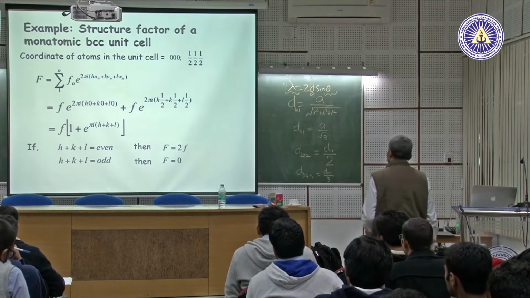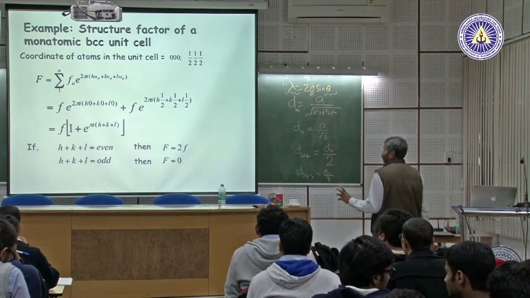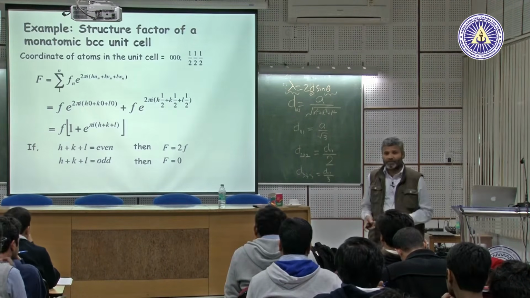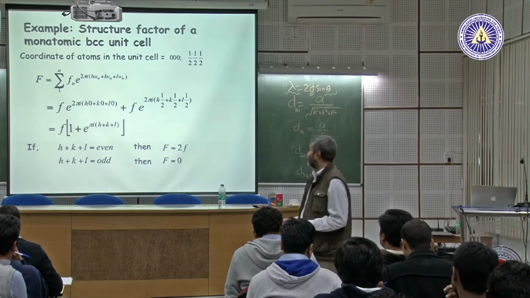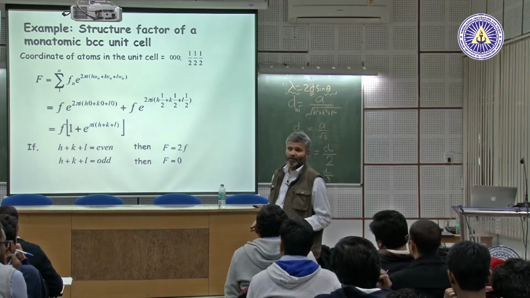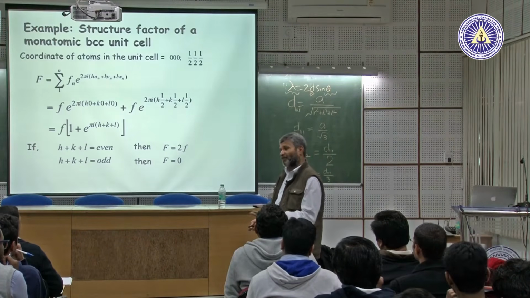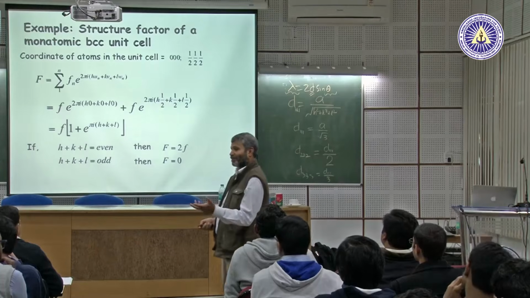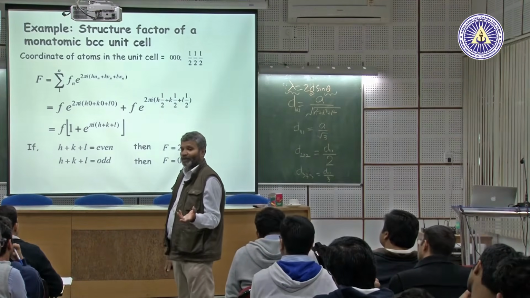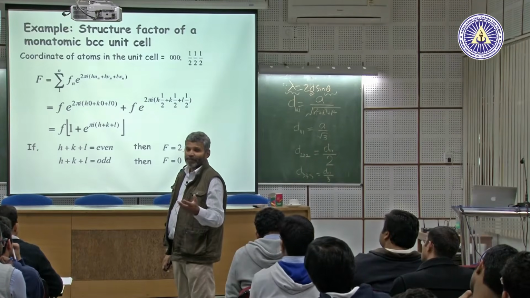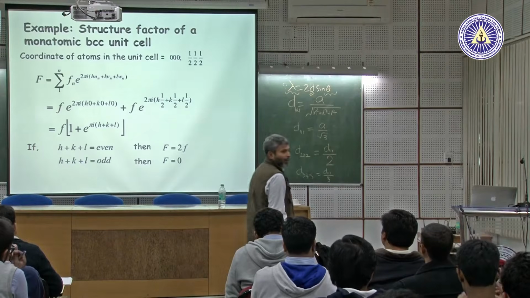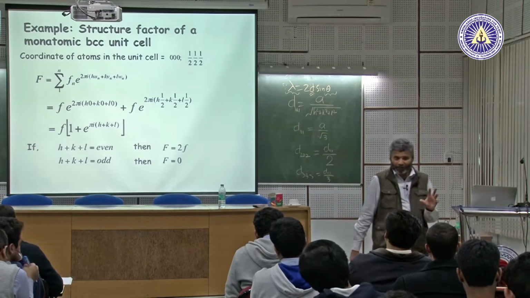So, F becomes 2f, and e to the power odd pi i is always equal to 0, and F is equal to 0. However, now your structure may be more complicated and there will be more and more atoms in the unit cell, but all you have to do is, for example, diamond cubic, how many atoms in the unit cell? No, that is for FCC. FCC is 4. So, for FCC you will add 4 terms. For diamond cubic you will add 8 terms. But the procedure is exactly the same.